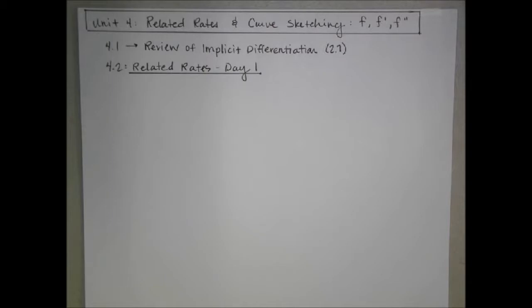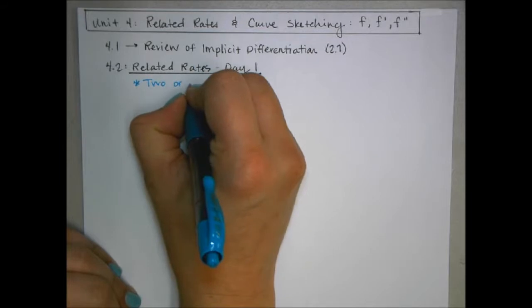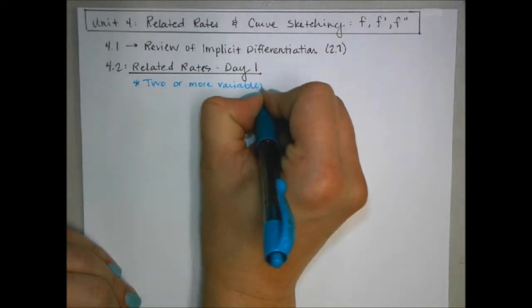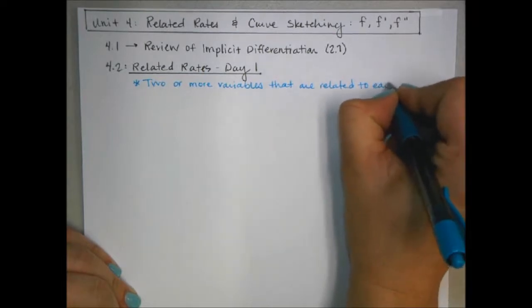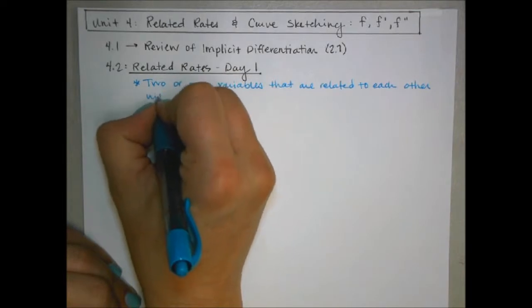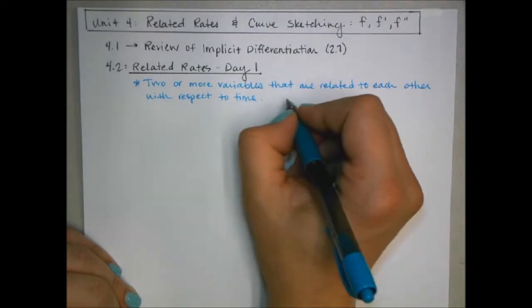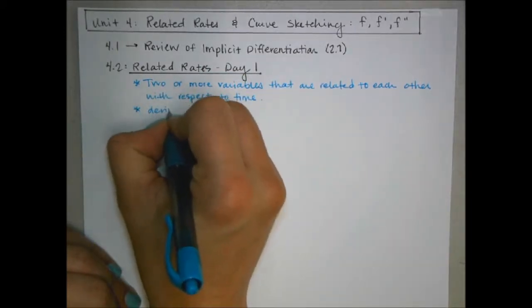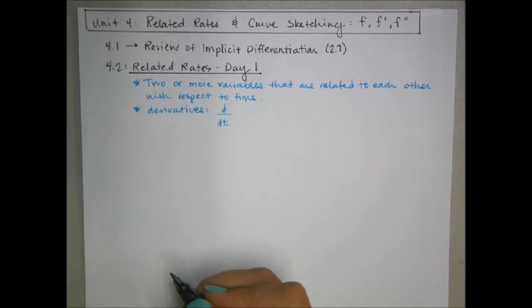We have 3 days of related rates plus a review day of related rates as well before moving on. So this is a big topic, and we really want to make sure that we understand what we're doing here in this unit. So related rates are simply two or more variables that are related to each other with respect to time. So all of our derivatives here, instead of d dx, everything is d dt, derivatives with respect to time.